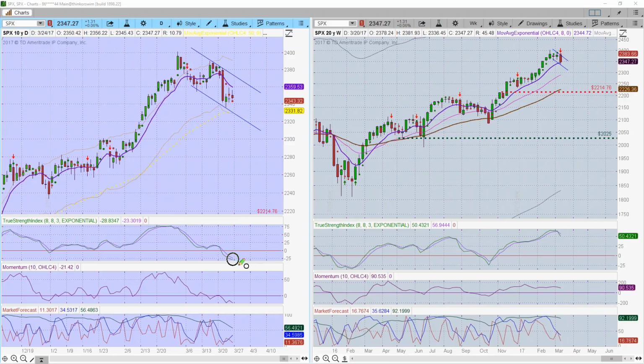We have the TSI on a daily chart, and the momentum in the lower range looks like it wants to pop back up. However, on a weekly chart, we have a crossover with the TSI. Momentum is pointing down. And those of you who were at our Wednesday night session where we talked about the market forecast tool, as you see here, we have the longer term momentum indicators turning over on the weekly and pointing down on the daily. So weakness is how I would describe the S&P.